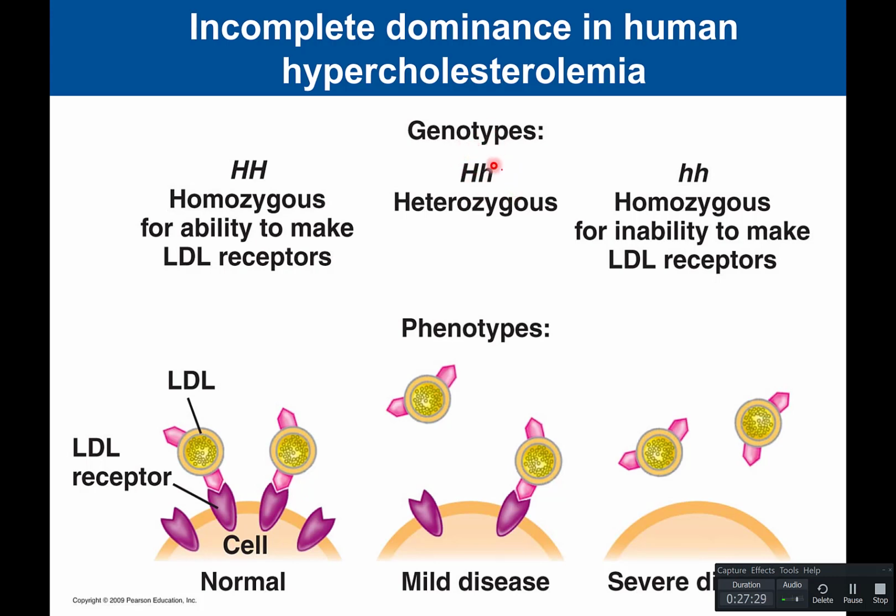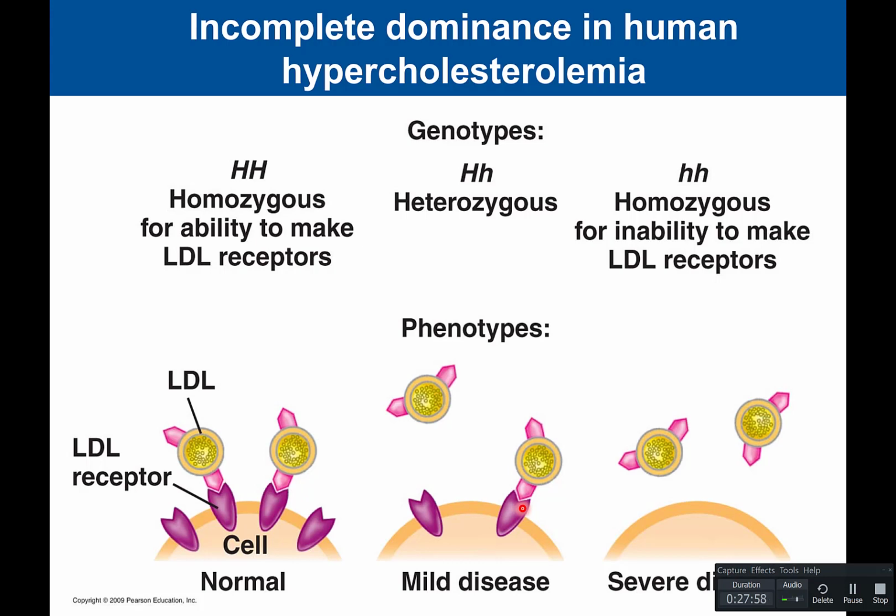Right? They have one functional gene and one mutated gene. So what that means is in terms of the LDL receptors, they're going to make half as much functional LDL receptors because there's only one allele to make LDL receptors. The other one's broken. So if they're heterozygous, they have a more mild form of hypercholesterolemia, meaning their cholesterol levels are not quite as high.